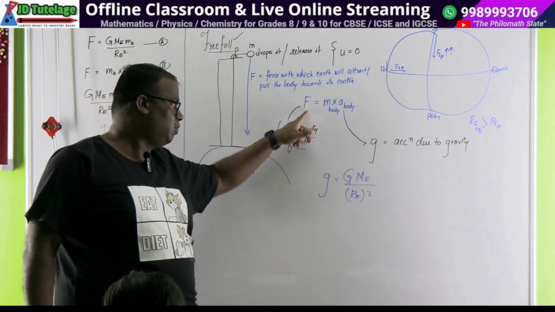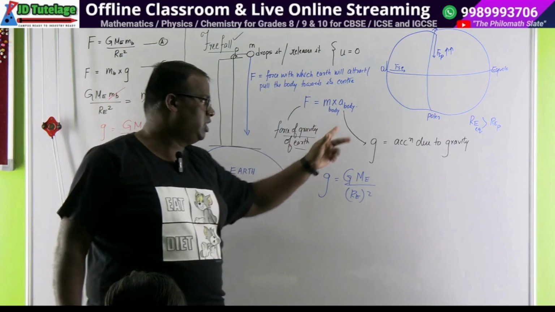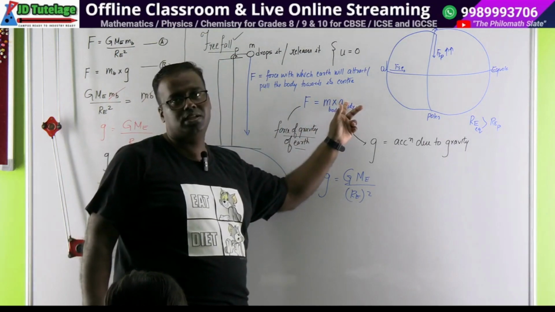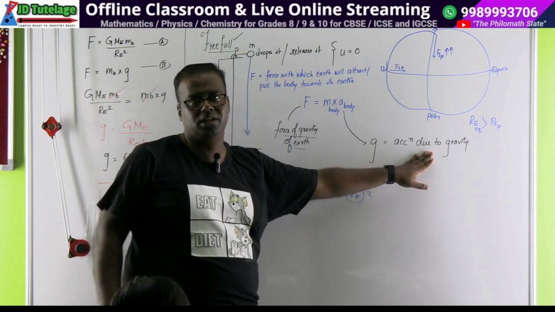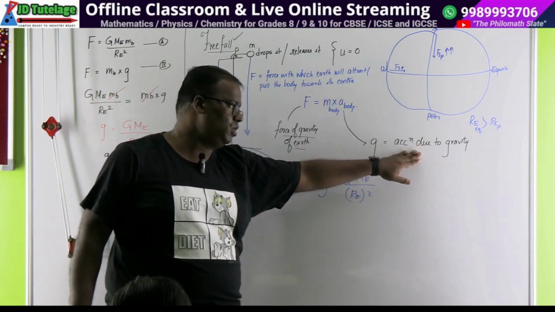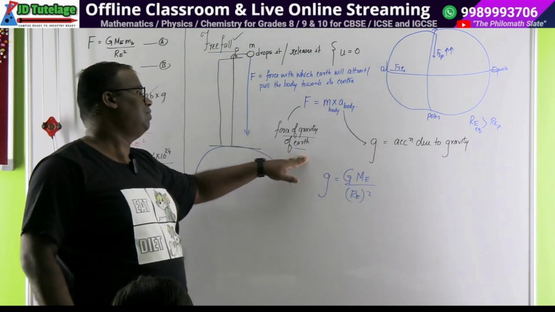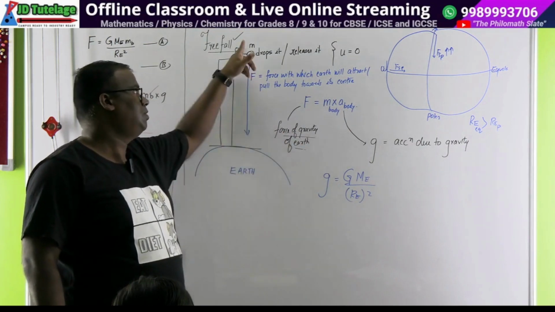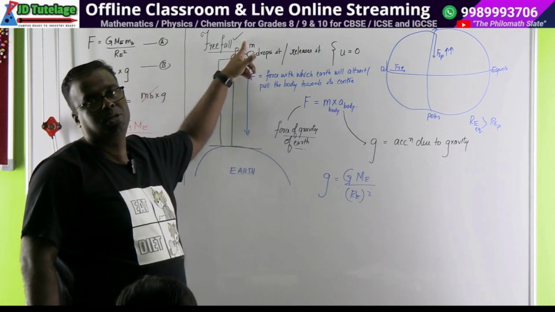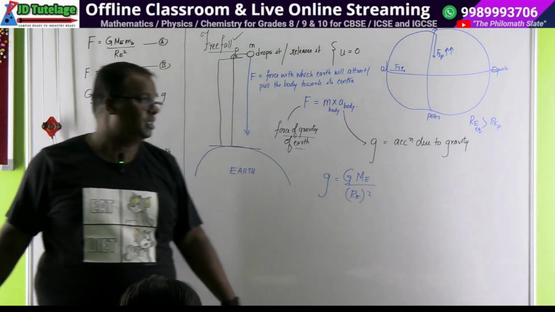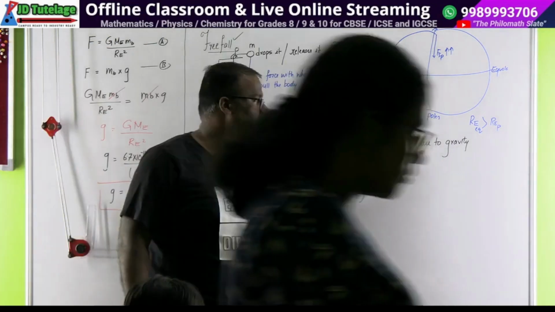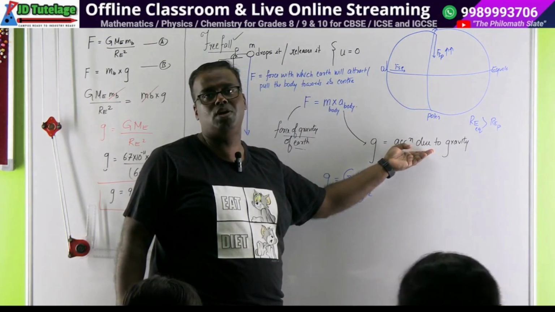Now, since the force is created by Earth, we give a new name to the acceleration. We call it acceleration due to gravity. That holds good whenever it's the force of gravity of Earth, in the case of a free fall or a drop, not when you throw something. Is this much clear?